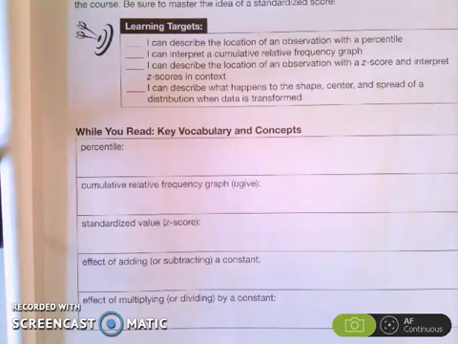The effect of multiplying or dividing doesn't change your shape. It still will be the same shape. The center will be either multiplied or divided by that constant, and the spread will be either multiplied or divided by a constant. So multiplying and dividing affects the center and the spread. Adding and subtracting only affects the center of your data. So that's the first part of Chapter 2.